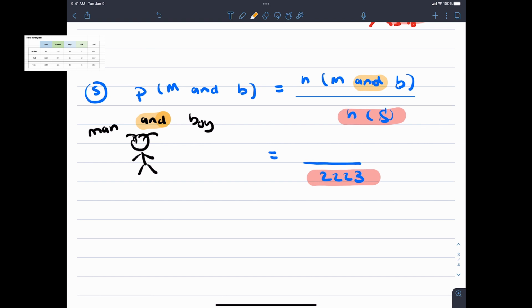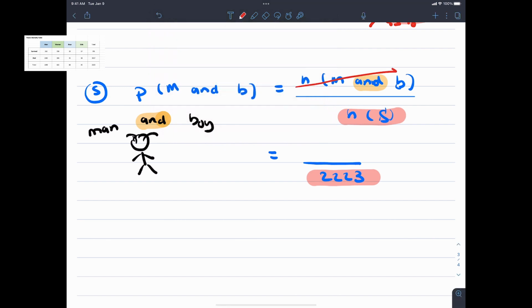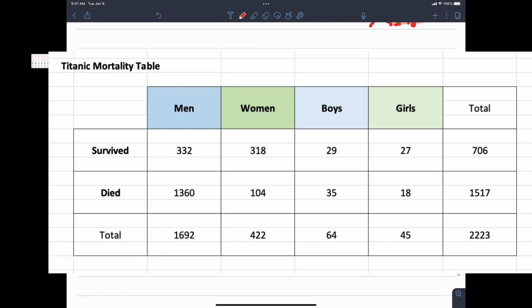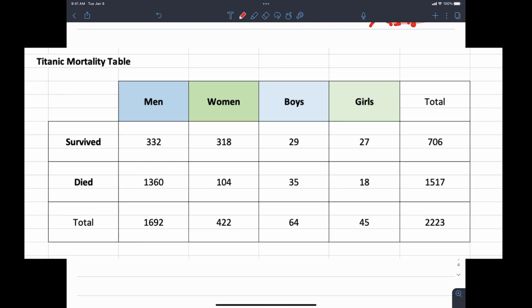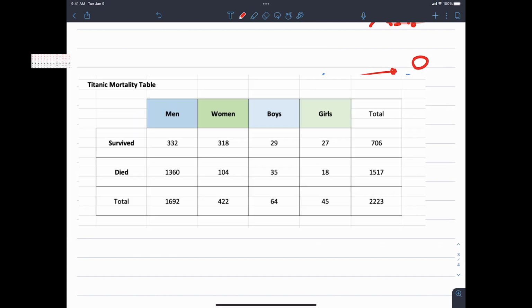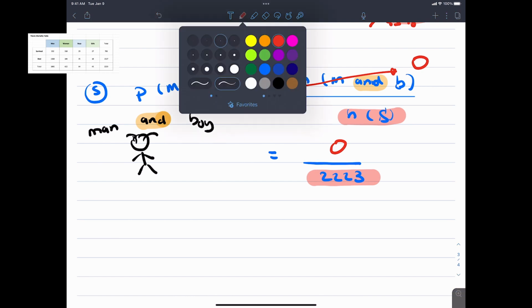Can you be both a man and a boy at the same time? The answer is what? No. So this number here is 0. In your table, there are no man boys. It's philosophical. Okay. You guys okay with that? You got to be both. There's none. So what does that mean? What's 0 divided by any number?